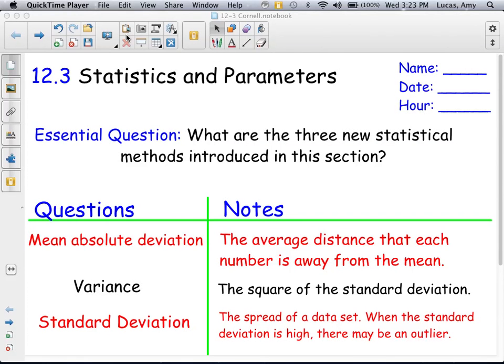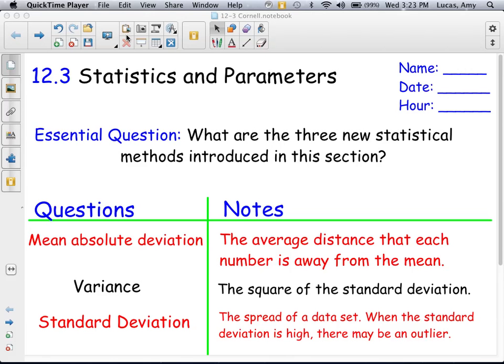Our three new vocab words, going right along with that essential question, are mean absolute deviation, which is the average distance that each number is away from the mean; the variance, which is the square of the standard deviation; and the standard deviation, which is a number that describes the spread of a data set. When the standard deviation is high, there may be an outlier. When the standard deviation is a smaller number, that means that the data set is not very spread out. The values are pretty close to each other.